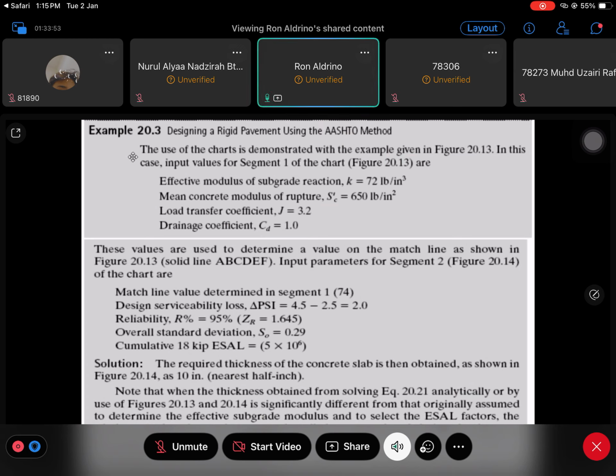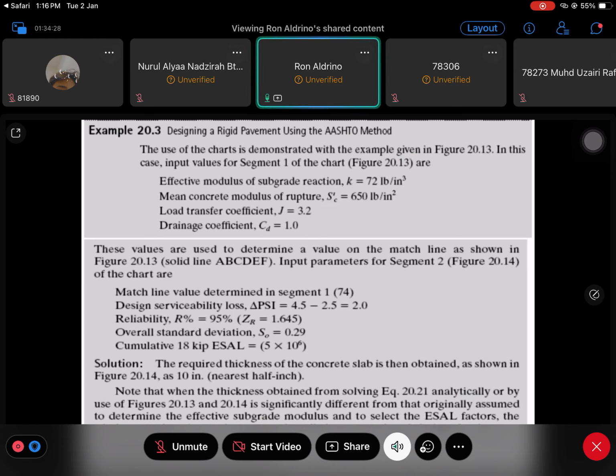This example is for designing a rigid pavement using the AASHTO method. The use of the chart is demonstrated with the example given in figure 20.13. In this case, the input values for segment 1 of the chart, figure 20.13, are: effective modulus of subgrade reaction is 72 pounds per cubic inch, mean concrete modulus of rupture Sc is 650 pounds per square inch, load transfer coefficient J is 3.2, and drainage coefficient Cd is 1.0.